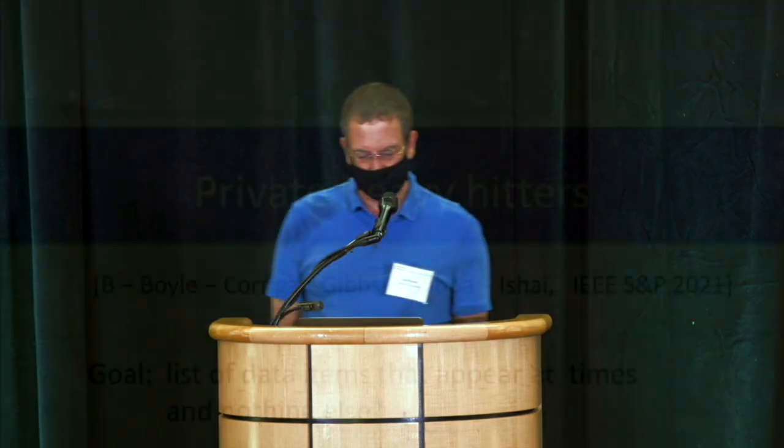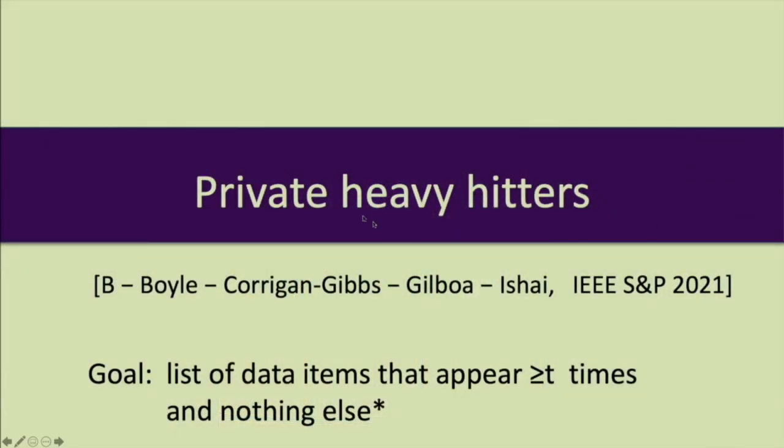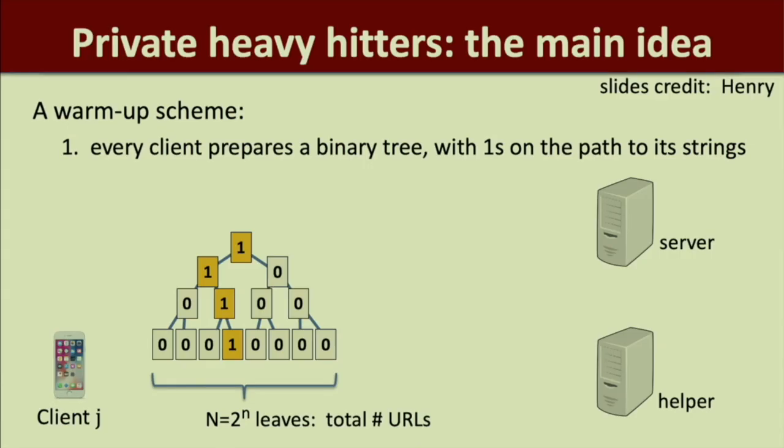What I wanted to do is give you a few examples of how these things work. So let's dive into the private heavy hitters system. Let me show you how to compute private heavy hitters. It's kind of a cute system. Again, the goal is to learn data that appears at least t times, but learn nothing else. Turns out there's a star here because in the most efficient protocol, there's a little bit more information that's leaked, but we'll ignore that. So how does this work?